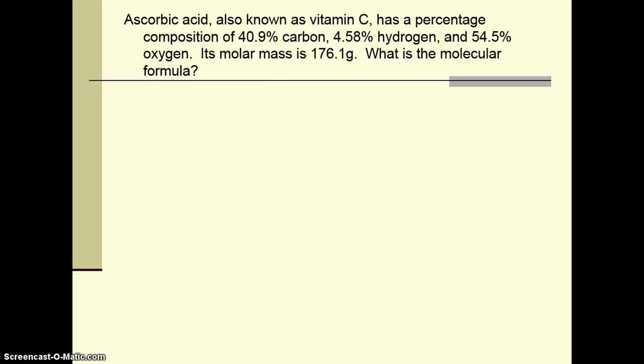So now we have to find the empirical formula, and then we're going to use it to find the molecular formula. Ascorbic acid, also known as vitamin C, has a percentage composition of 40.9% carbon, 4.58% hydrogen, and 54.5% oxygen. Its molar mass is 176.1 grams. What is the molecular formula? Just like we did in class, we're going to assume 100 grams, so we have 40.9 grams of carbon. We convert that to moles, 1 mole of carbon over 12.01 grams of carbon, and I get 3.4 moles of carbon.